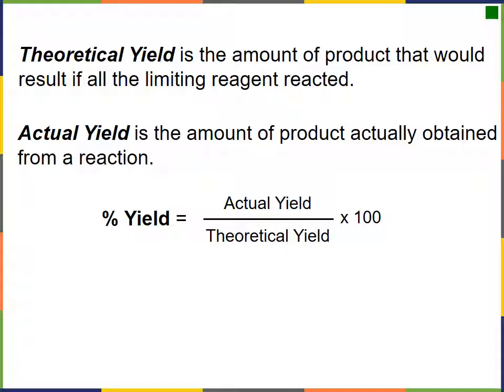So theoretical yield is the amount of product that you would make. It would be assuming that all of whatever is limiting would react. We've always made that assumption. The actual yield is the amount of product that you obtain from the reaction. And again, this is in the lab. You can only have an actual yield when you do the experiment in the lab.